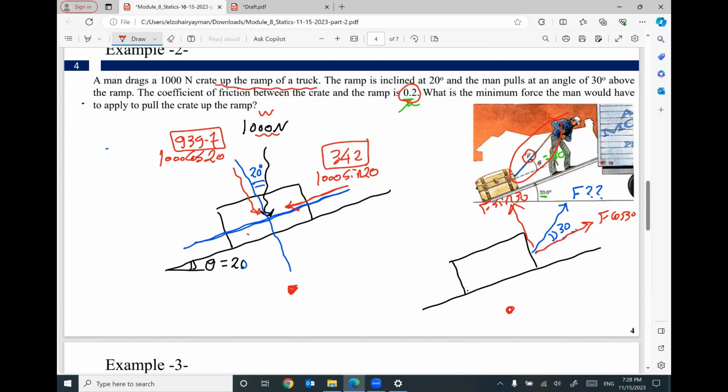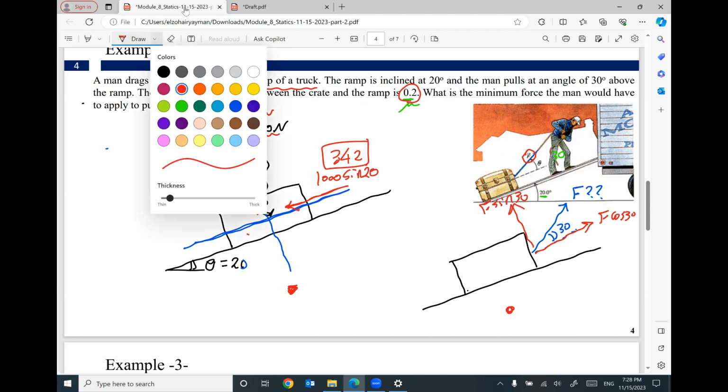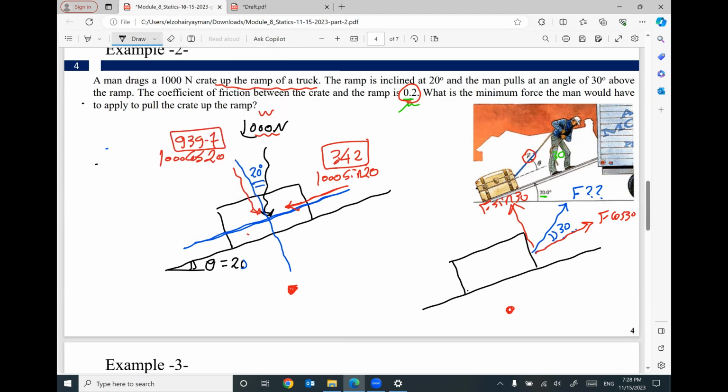That makes sense? I would like to repeat it one more time. So guys, in this problem, I have two forces. The first one is the weight of the crate, which is vertically downward. I broke it into two components, one parallel and one perpendicular to the surface of contact. We have another force applied by this man with angle theta equal 30. So I break this force into two components, one parallel and one vertical. Keep in your mind, the force and the weight, both of them exist at the same time.